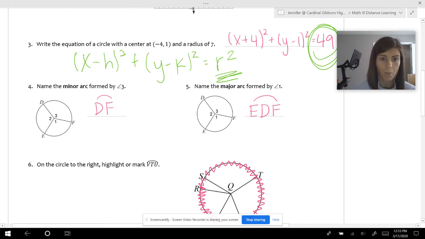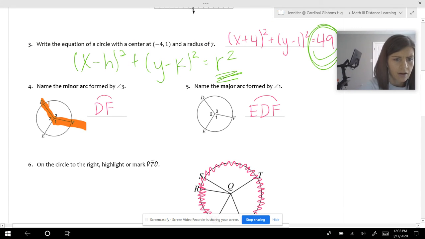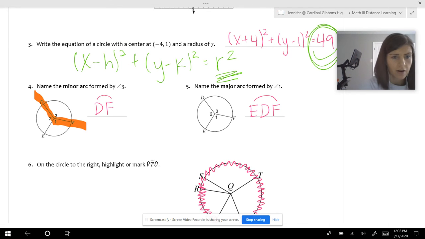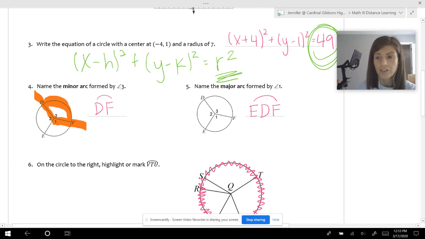Number 4, the minor arc formed by angle 3. So angle 3, let me get a highlighter real quick. Angle 3 is this angle right here, right? So the minor arc, that would be the one that's inside the angle. It's the small one right here. So the minor arc would be this arc right here, which is DF or FD. Either one would be fine.